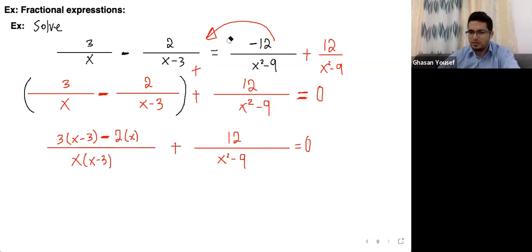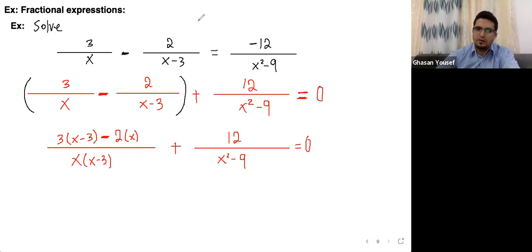And here I have another student, they answered your question. The plus comes from when he borrowed the minus 12 over x squared minus 9. This is correct. So when I want to move this side to the other side, I have to add. Why? Because actually this number is negative. How do I know? Look at the numerator. It's negative 12. So I have to add the 12 over x squared minus 9.